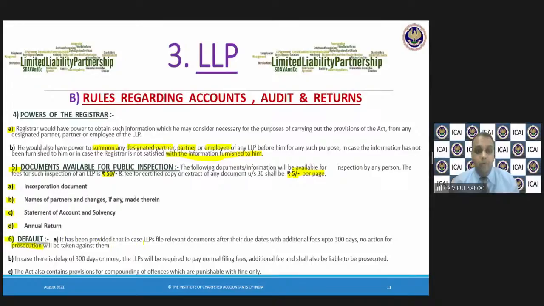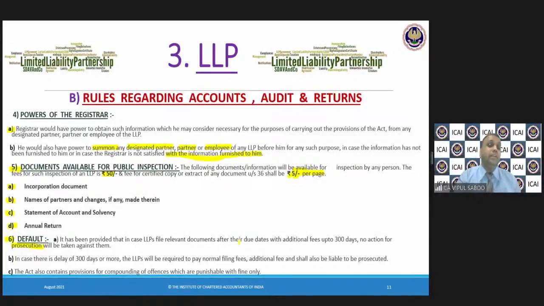It has been provided that in case LLPs file relevant documents even if the due date has passed, you forgot, you were not able to file your return, the government gives you 300 days. So within 300 days, you can file those forms by paying an additional fee. No action for prosecution will be taken against them.